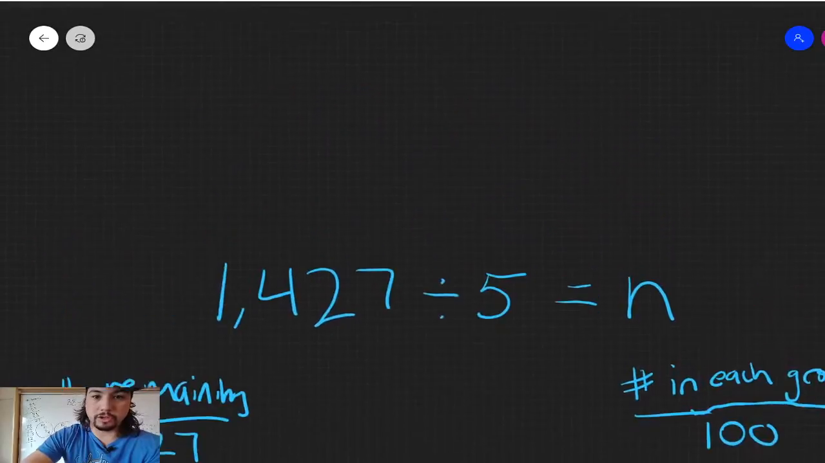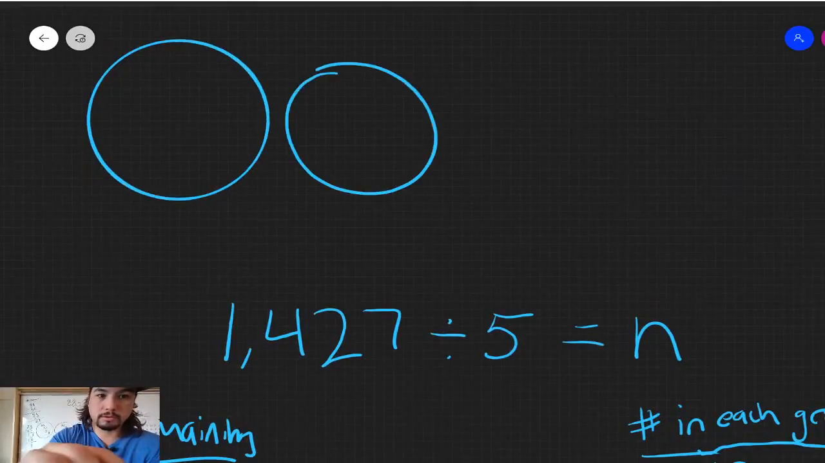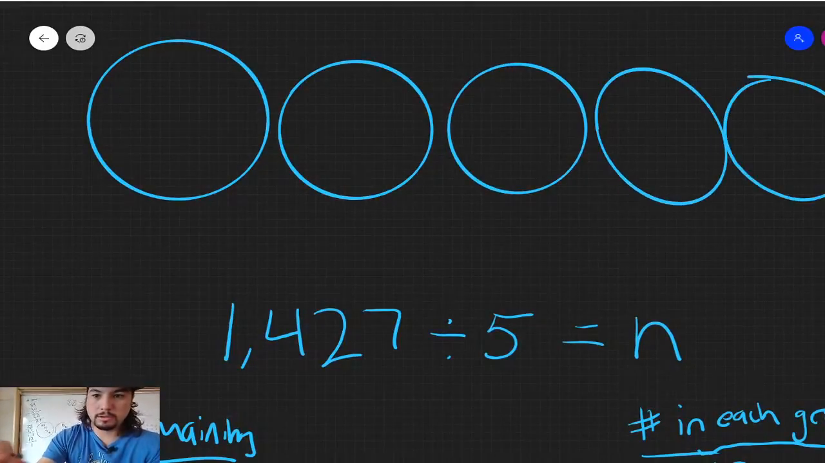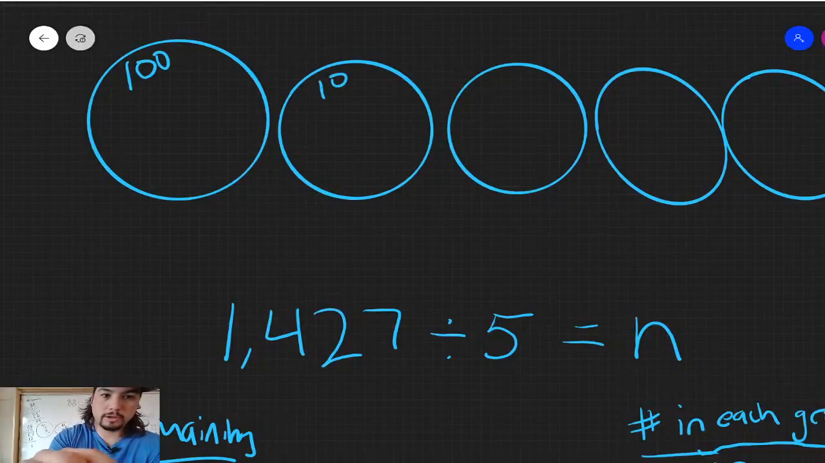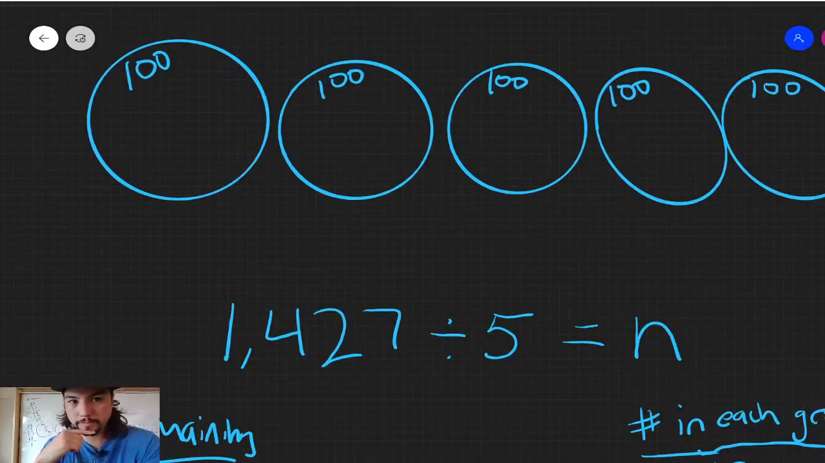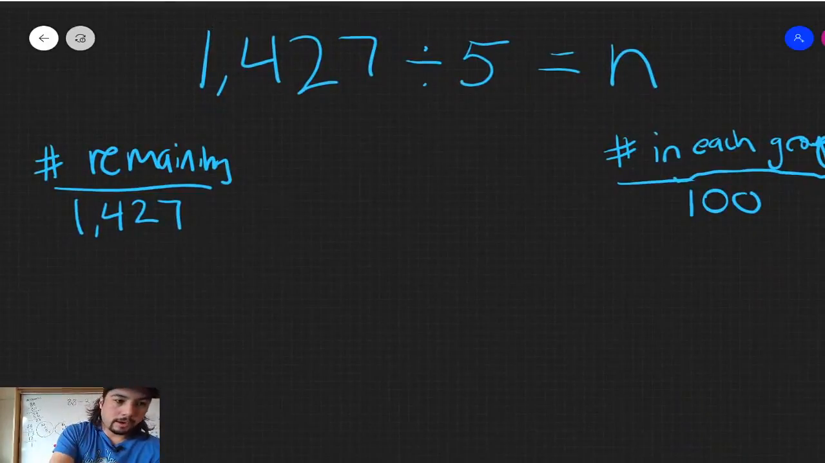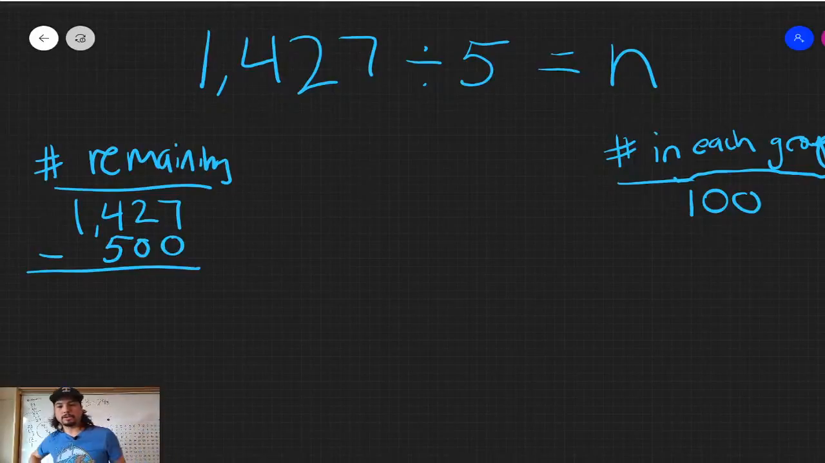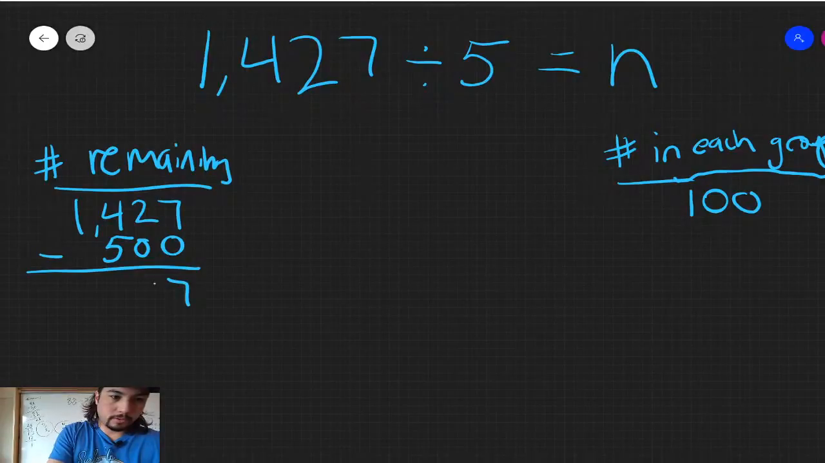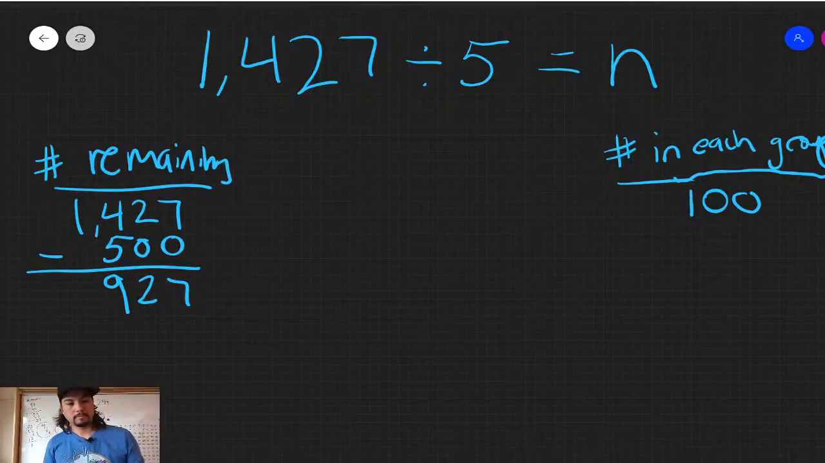If I were doing a visual, I'll do a visual up here. $100, $200, $300, $400, $500. 100 in each group. And now I need to take that 500 I just divided out so I know how much I have left. Makes sense? 7 minus 0 is 7. 2 minus 0 is 2. 14 minus 5 is 9. I have 927 left.